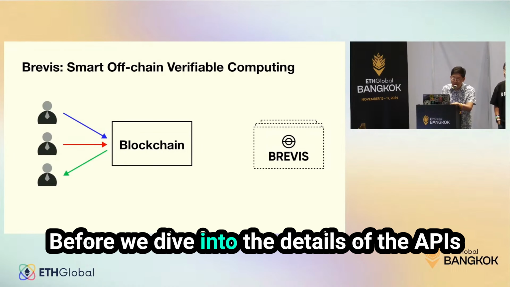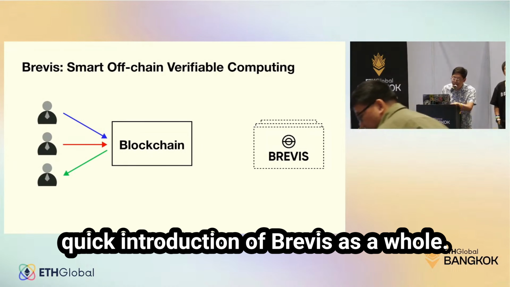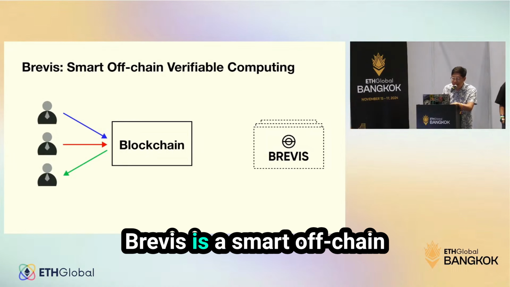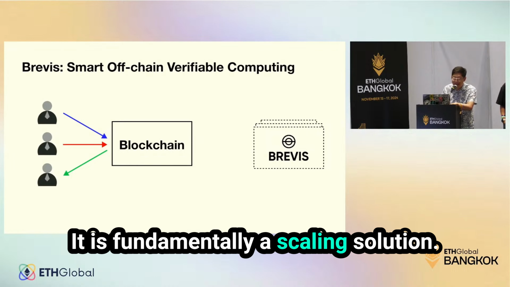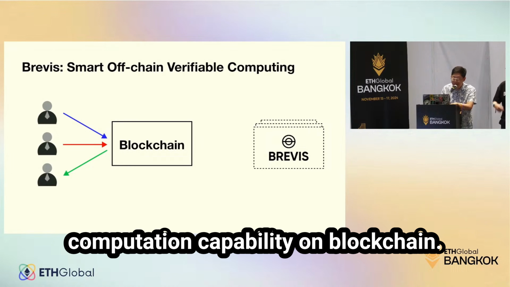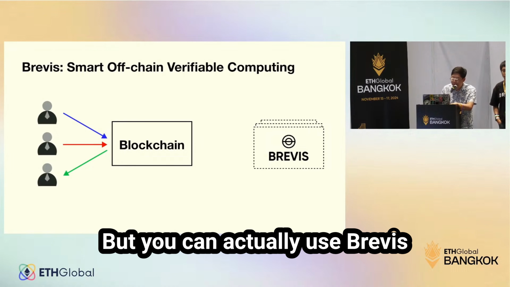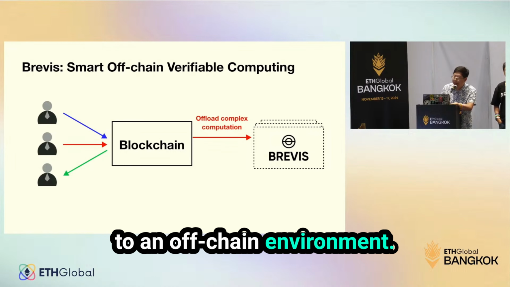Before we dive into the details of the APIs and the SDKs, just want to give you a quick introduction of Brevis as a whole. Brevis is a smart off-chain verifiable computing platform. It is fundamentally a scaling solution. Basically, we have a very limited computation capability on blockchain. You can actually use Brevis to offload these computation to an off-chain environment.